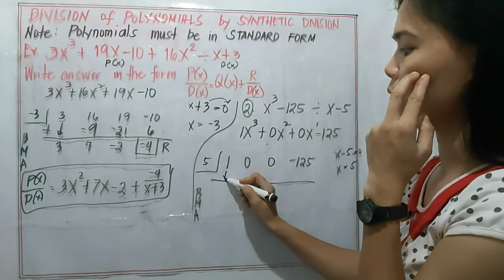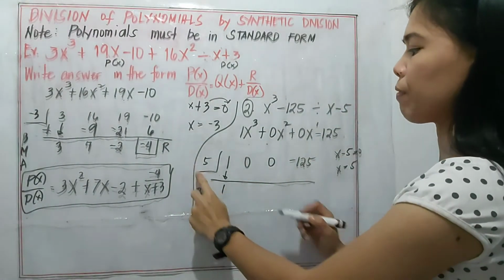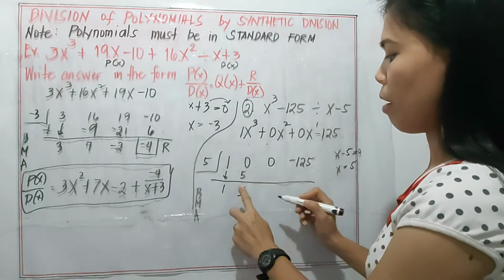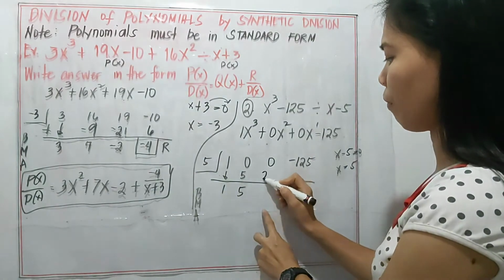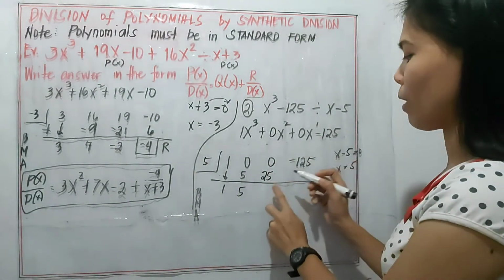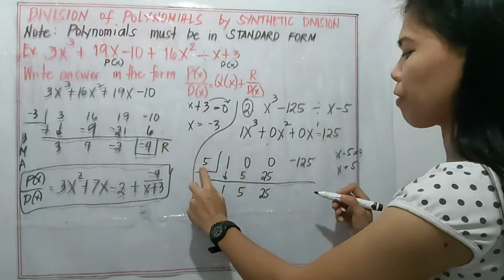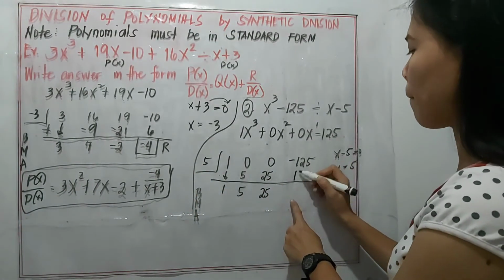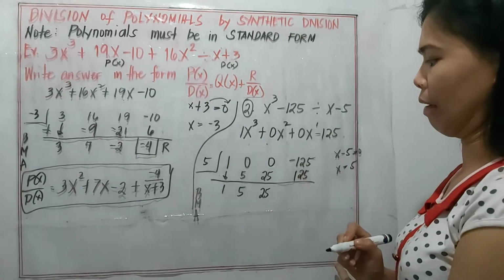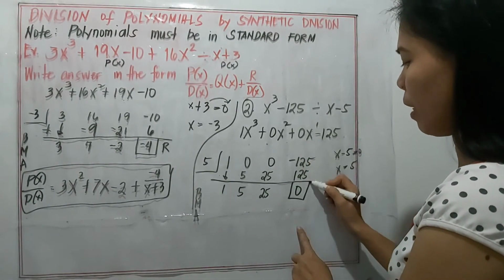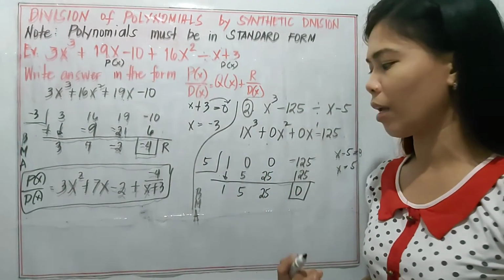So, bring down 1. 1 times 5 is 5. 0 plus 5 is 5. 5 times 5 is 25. 0 plus 25 is 25. 25 times 5, when you compute, it will be positive 125. You add this, it will be 0. Ibig sabihin, 0 ang remainder, wala tayong remainder.